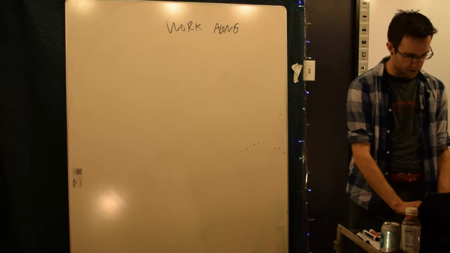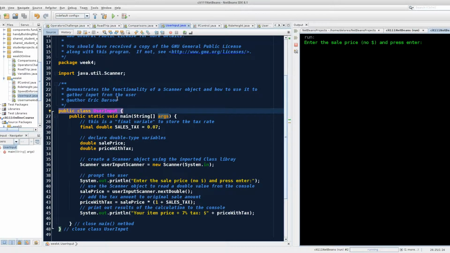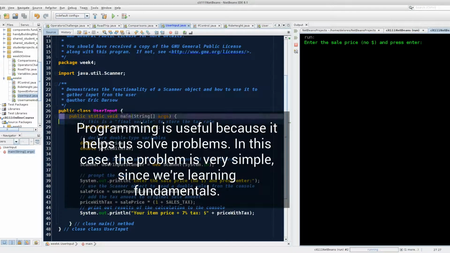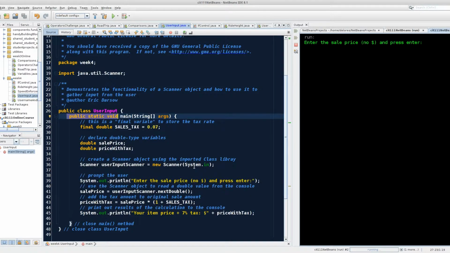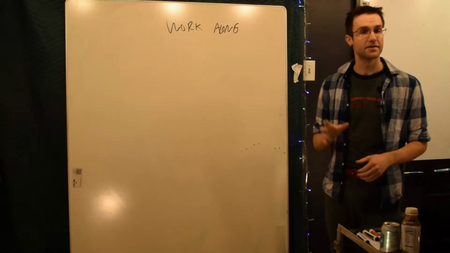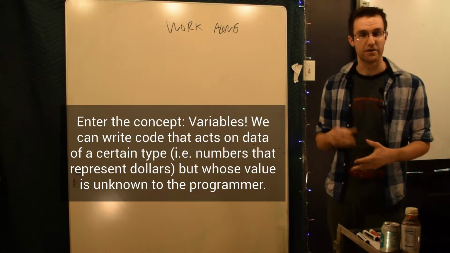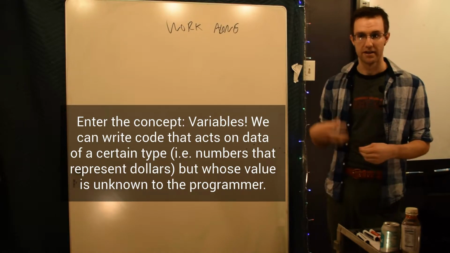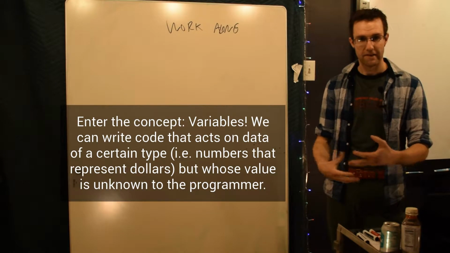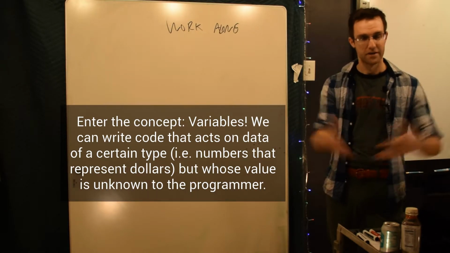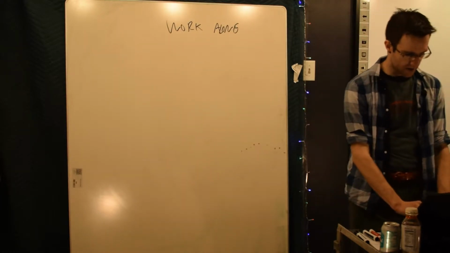So let's fire this up. We have a class called user_input. If you read the comment at the top, it says this is a class to demonstrate the functionality of a scanner object to get input from the user. In this case, the problem that this program is trying to solve is that we want to calculate the final sale price of an item, the price of the item plus the sales tax to give us a total price. This is a useful problem to solve because I may not necessarily know what the price is that I need to calculate the sales tax on. So the program solves the problem of, if I don't know what the price is, can I create a system for taking that price in, doing some math on it, and then outputting the final sale price. That's a problem Java can solve. And let's see how it actually goes about doing that.